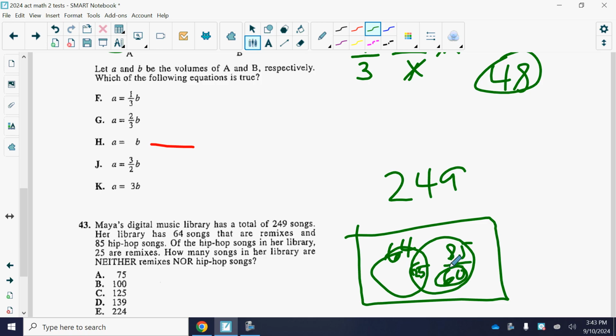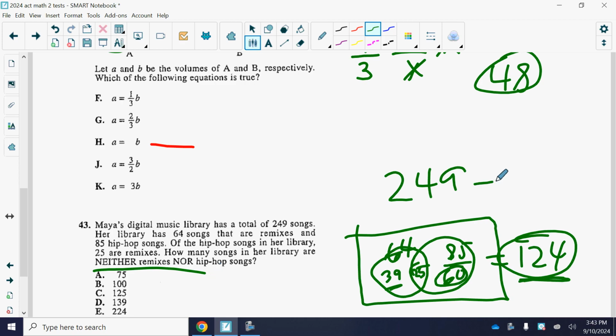And 64 minus 25, oh, my math is so terrible. I need a calculator. 39 are remixes, but not hip hop. So this is again an example where you subtract. So that's 39 plus 25 plus 60. That's 124 songs. So how many are neither? That means they're outside this universe. So you subtract, and it should give you C, 125.